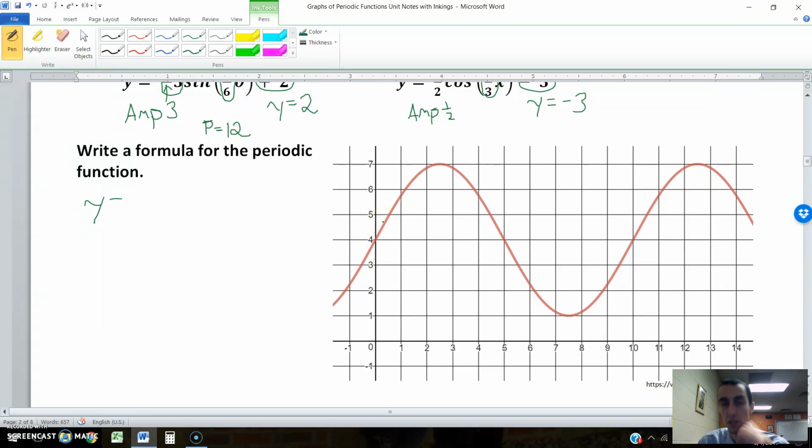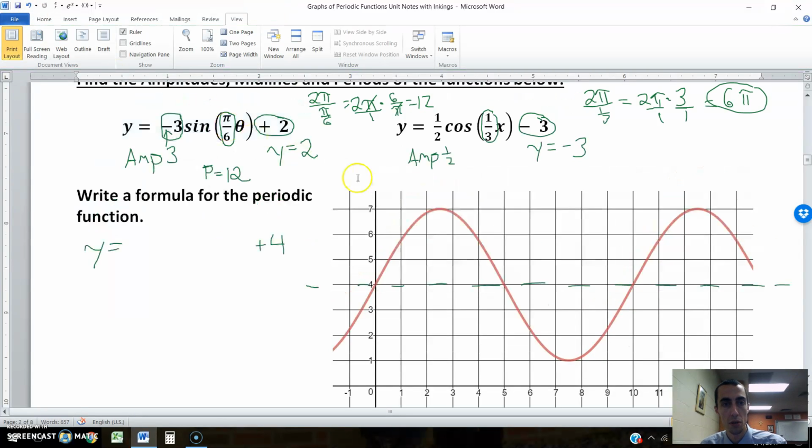First thing that I think it's helpful to do is identify where the midline of the graph is. See that it goes down to a minimum value of 1 and a maximum value of 7. So the midline then would be y equals 4, because that's halfway between 1 and 7. So I know that at the end of my function, I'm going to have a plus 4 tacked on to the end. Kind of like I had a plus 2 tacked on here, and a minus 3 tacked on there.